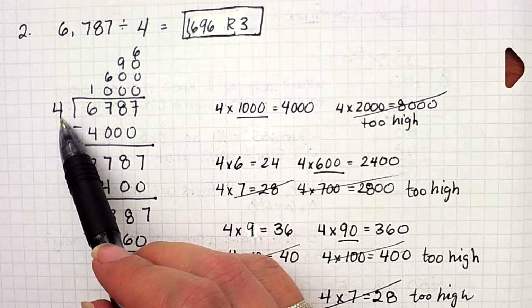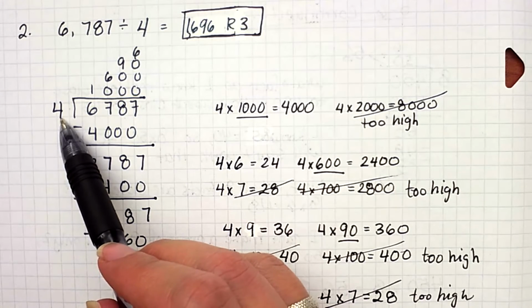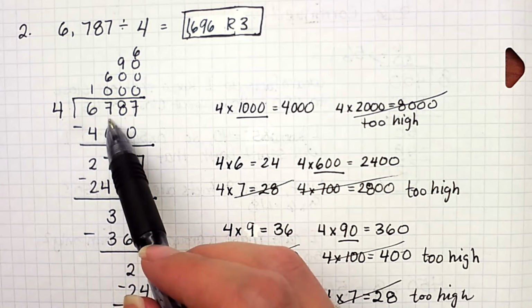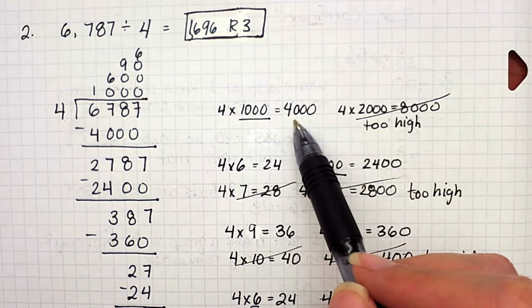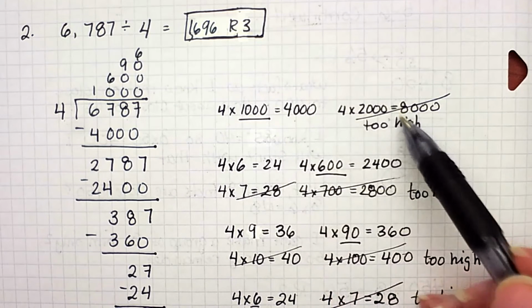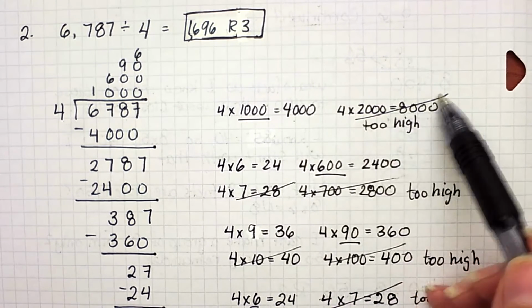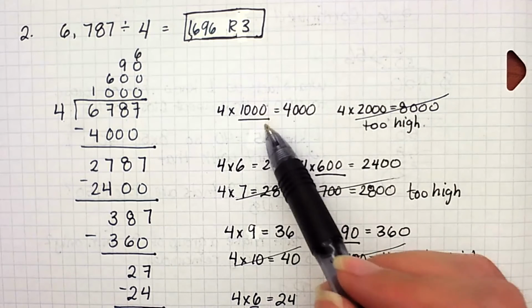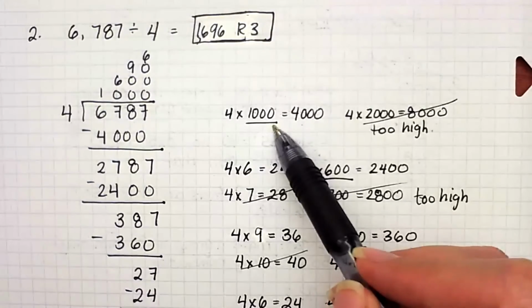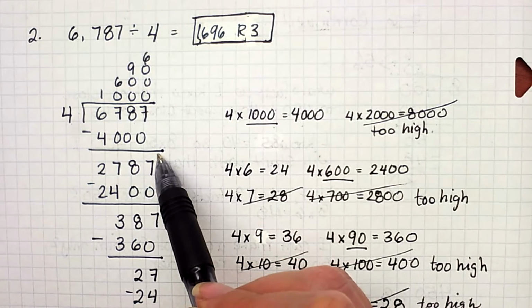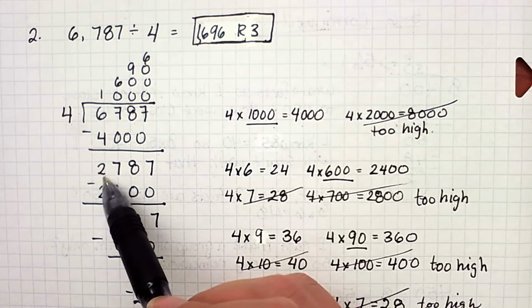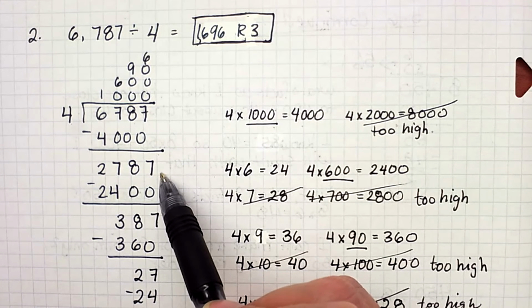6,787, and 4 is out here on the outside. Now I have to think, how many 4s are there in 6,000? 4 times 1,000 is going to give me 4,000. But if I do 4 times 2,000, that's going to give me 8,000. That's too high. So I can't use that one. I'm going to stick with the 1,000 for now. So I put my 1,000 over here. I subtract 4,000 from that number, and I end up with 2,787.